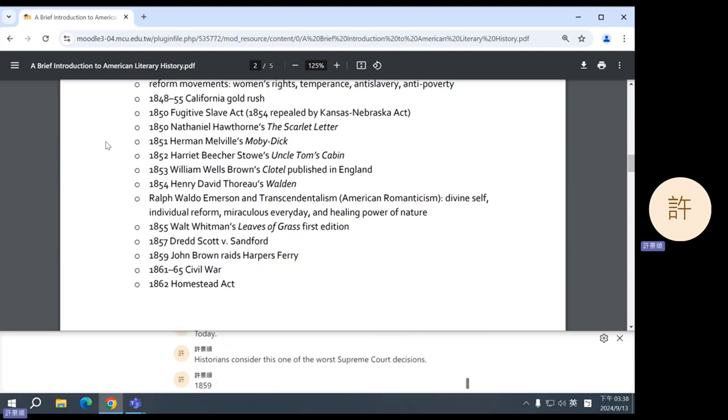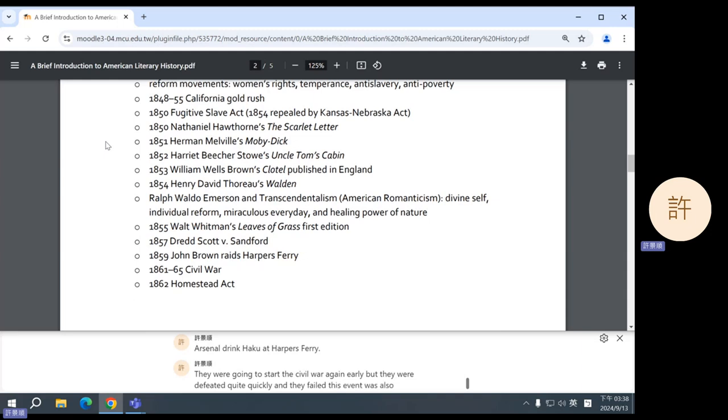1859, John Brown, passionate anti-slavery activist, leads a group of people to attack a federal arsenal, 军火库, at Harper's Ferry. They were going to start the Civil War again early, but they were defeated quite quickly and they failed. This event was also important because so many people supported John Brown at his trial. Even though he was rebelling against the government, people believed in what he was fighting for.